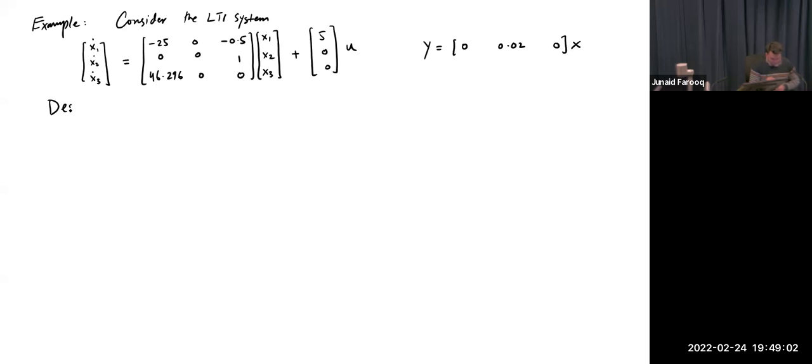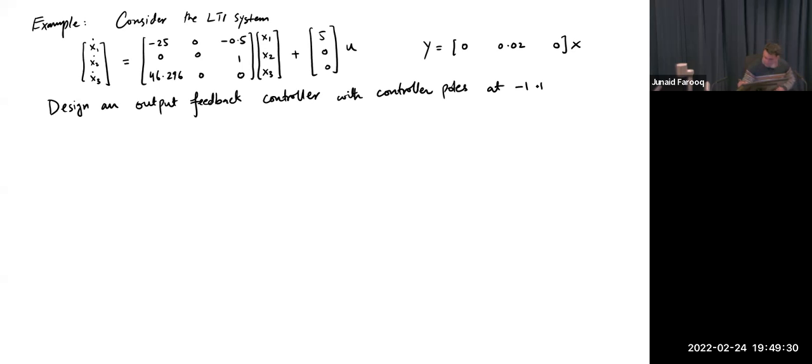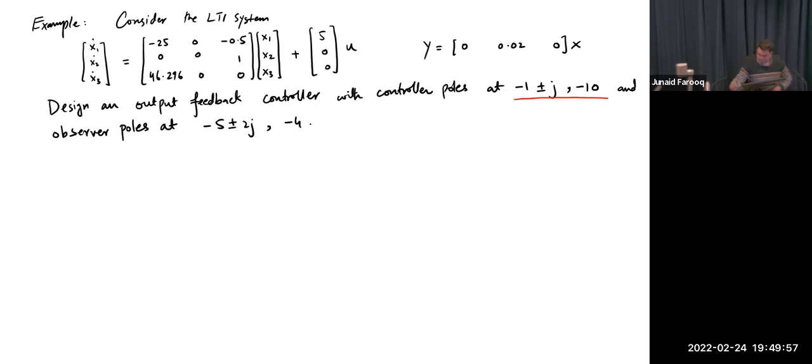So the question is design an output feedback controller. With the controller poles at -1 plus minus j, comma -10. Right, so these are your 3 controller poles, and observer poles at -5 plus minus 2j and -4. So these are your 3 observer poles.